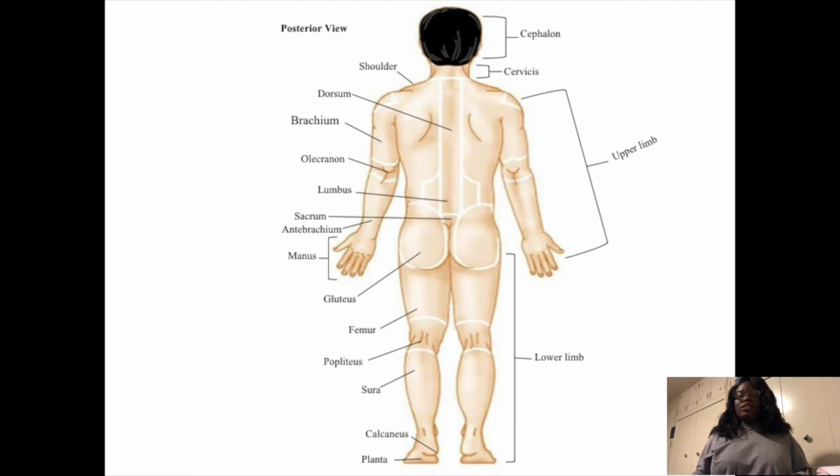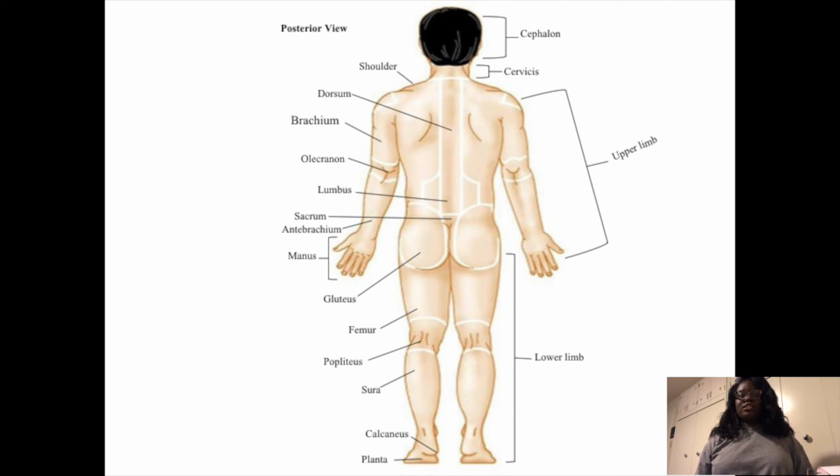Now we're going to move on to your back. Right in that middle line in your back, which you would normally call your spine, is called your dorsum. Right above your sacrum, or your butt crack, is your lumbus. Like I said, right above the butt crack itself is your sacrum, and your gluteus are the butt cheeks, and then the femur is once again the back of the thigh.